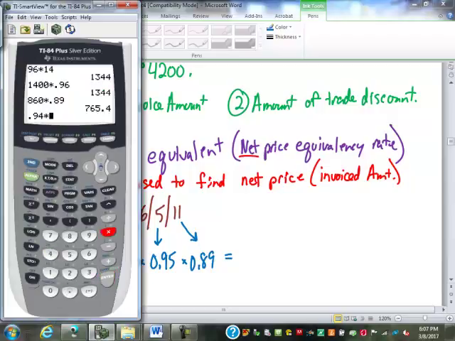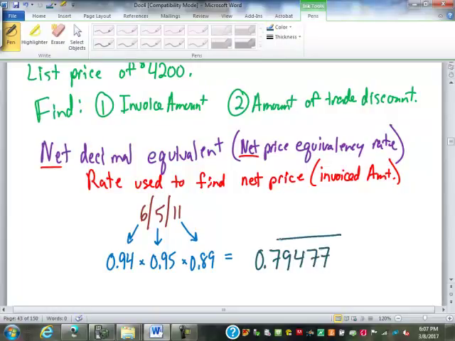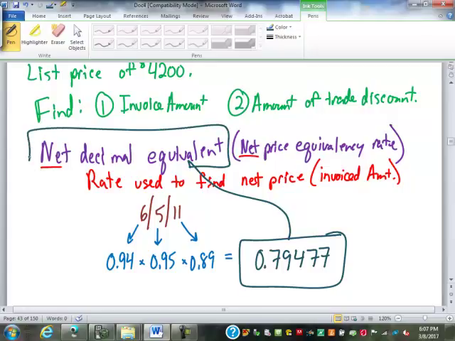Perfect. If we multiply those three rates, 0.94 times 0.95 times 0.89, we will get 0.79477. That is that net decimal equivalent or net price equivalency rate. That number there is used to find the net price, as we said, the invoiced amount.